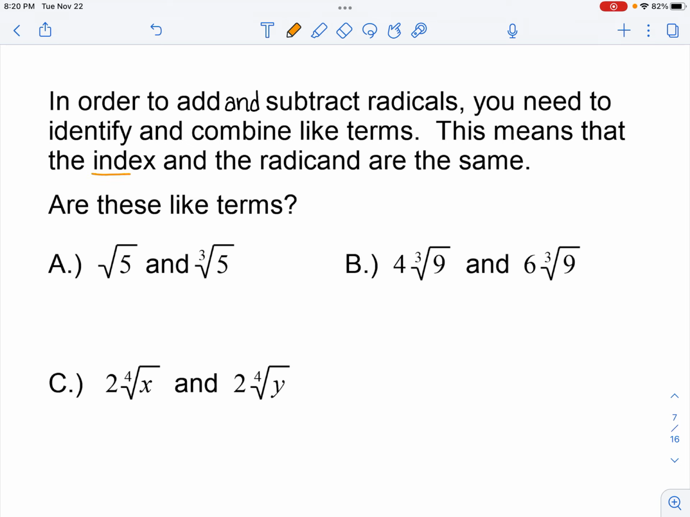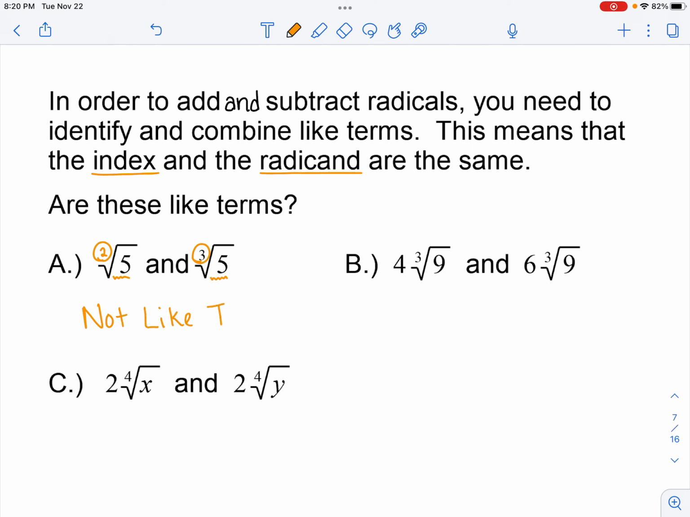This means that the index and the radicand must be the same in order to identify that things are in fact like terms. So let's take a look at these sets of terms and identify, are they like radical terms or not? Looking at this first set, the radicand is a 5 and the radicand is a 5. So they have the same radicand, but this is a cube root and this is only a square root. So these are not like terms because they're not the same type of radical.